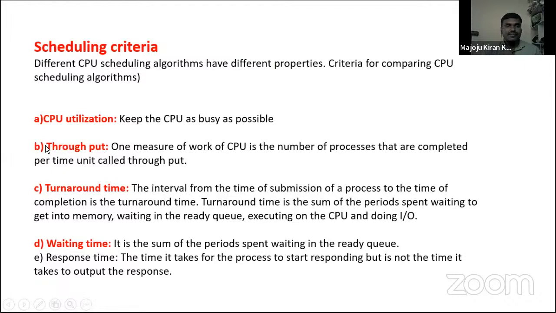And throughput. Throughput is another criterion of the scheduling algorithm. We can consider this criterion, throughput.